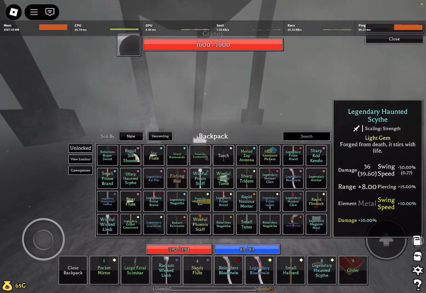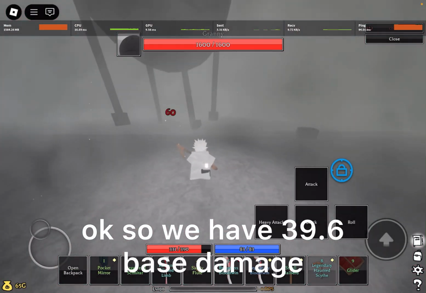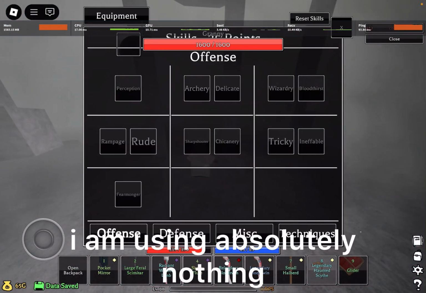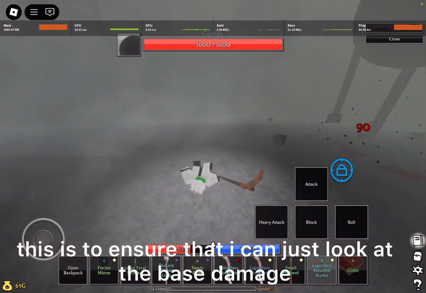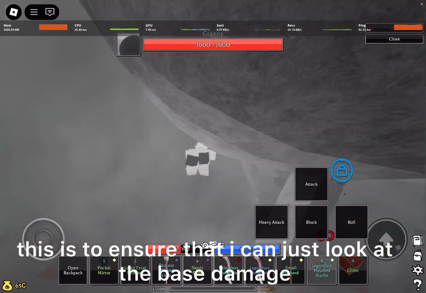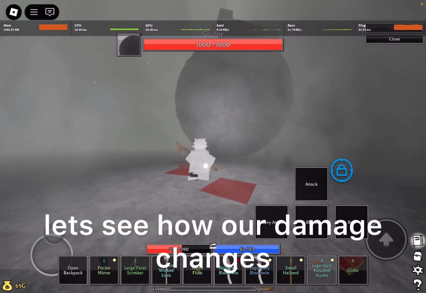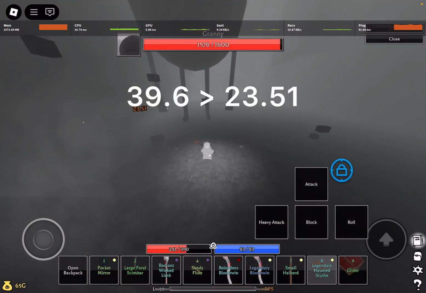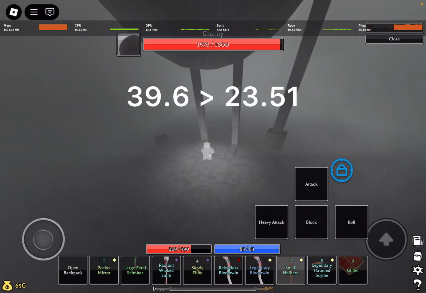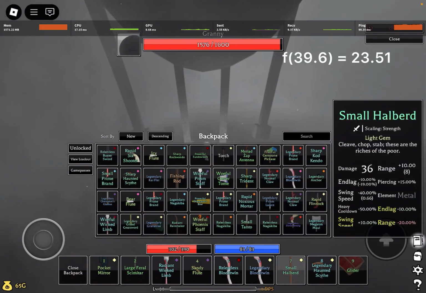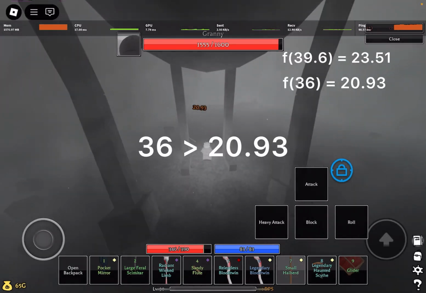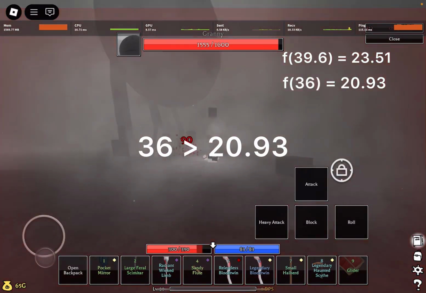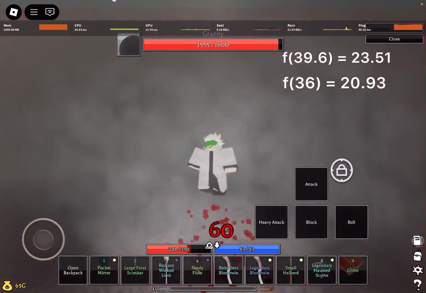Alright, we have 39.6 base damage. I am using absolutely nothing. This is to ensure that I can just look at the base damage. Alright, let's see how our damage changes. Alright, 39.6 damage becomes 23.51. And 36 damage becomes 20.93. Alright, let's do the exact same thing and plot a graph.